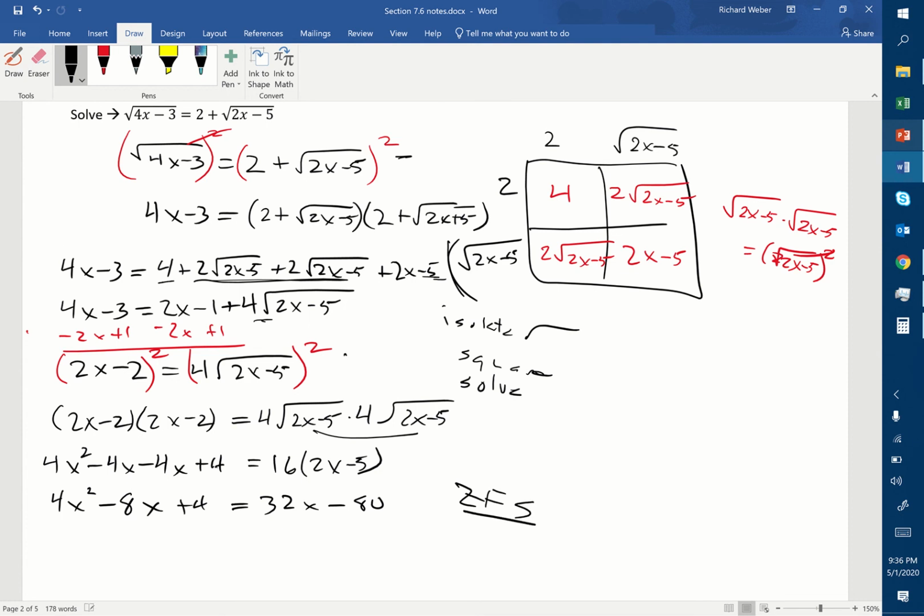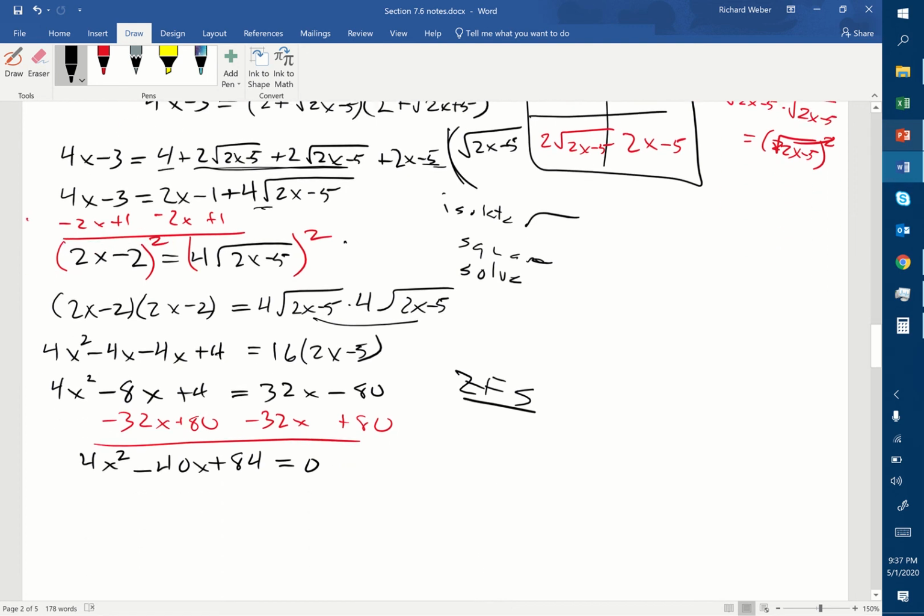Isn't that so? I'm going to set it to zero. I can hear the weariness in my own voice. It's really bugging me that problem didn't work, but okay. Minus 3, I'll get over it. You too. Minus 32x. Plus 80. What do we get? We get 4x squared minus 40x plus 84 is 0.